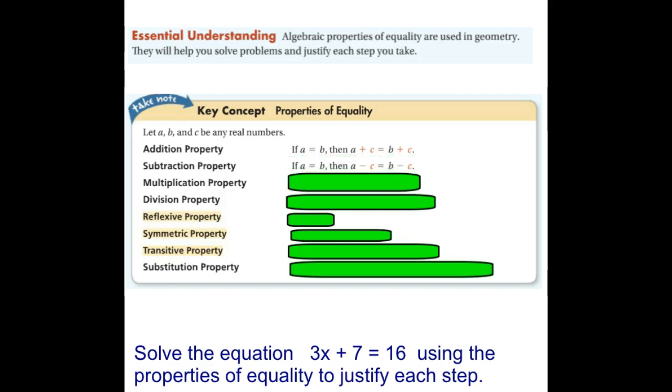Same thing with our subtraction property. It's very similar. If A equals B, then A minus C equals B minus C. So we will use those two a lot when we are moving around our constants in our equations, or maybe getting our variables on one side.